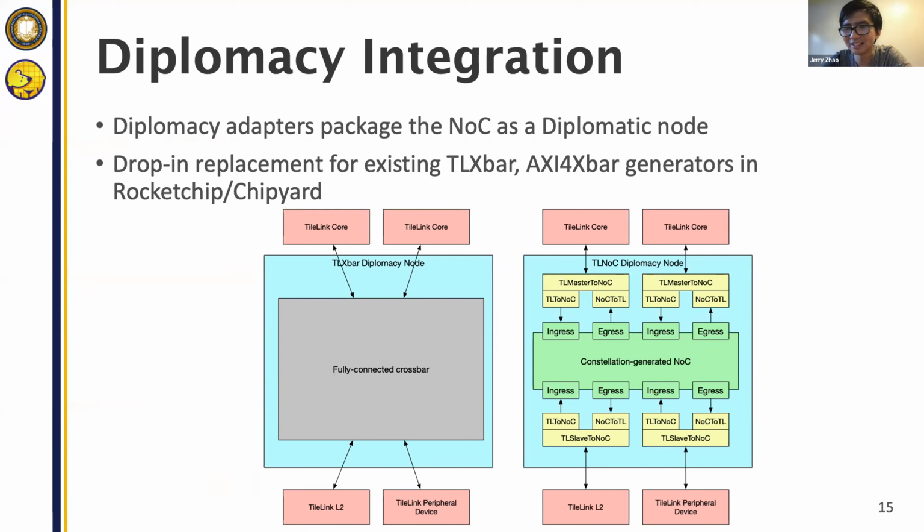Because diplomacy is designed for acyclic interconnects, it actually cannot be used to describe a full network. But in existing projects which use diplomacy, the interconnect is usually implemented as a fully connected crossbar. And we can do a drop-in replacement, replacing the crossbar with this network-based interconnect. This is really useful for us because a lot of projects use Rocket Chip, and this makes Constellation compatible with all of those with some minor tweaks.